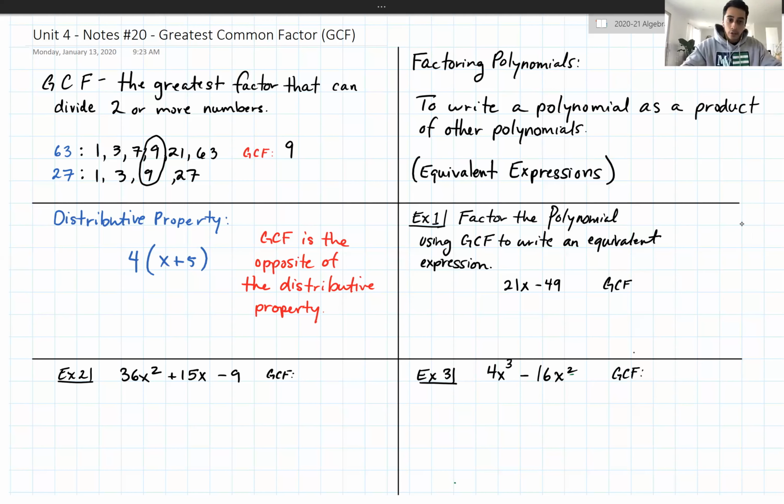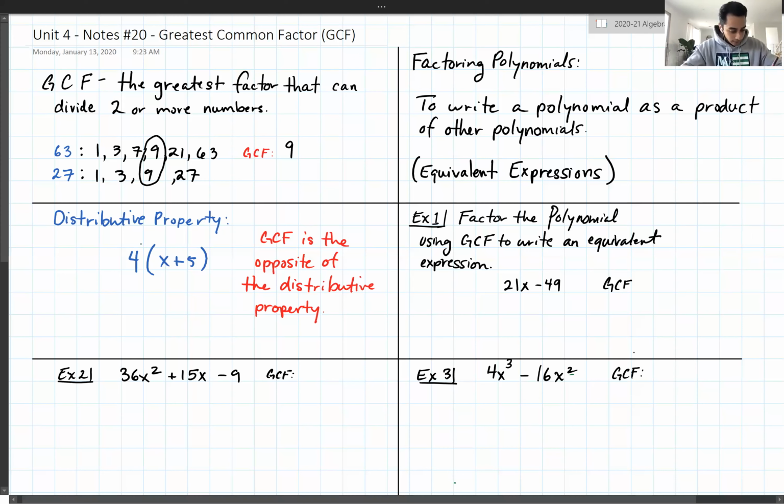Okay, let's go ahead and move on to the third box. The reason why I bring up the distributive property is because looking for the greatest common factor is basically the opposite of the distributive property. If you think of what the distributive property does, it takes a factor and multiplies it into the other factor, right? So then this gives us 4x plus 20. But why is GCF the reverse, or why is it the opposite?